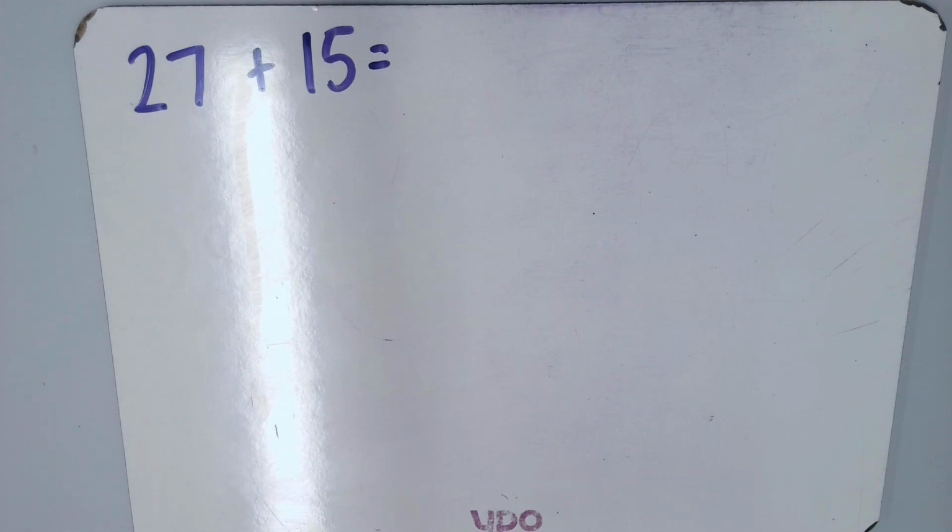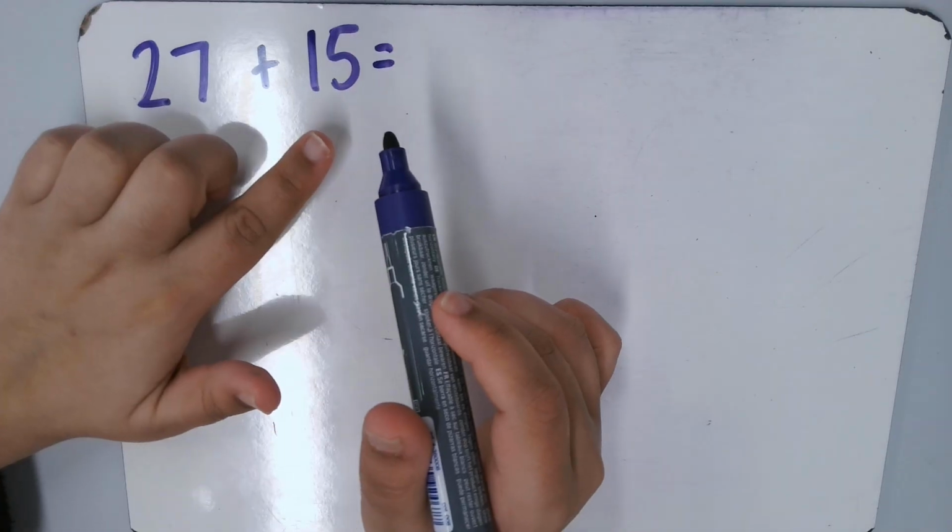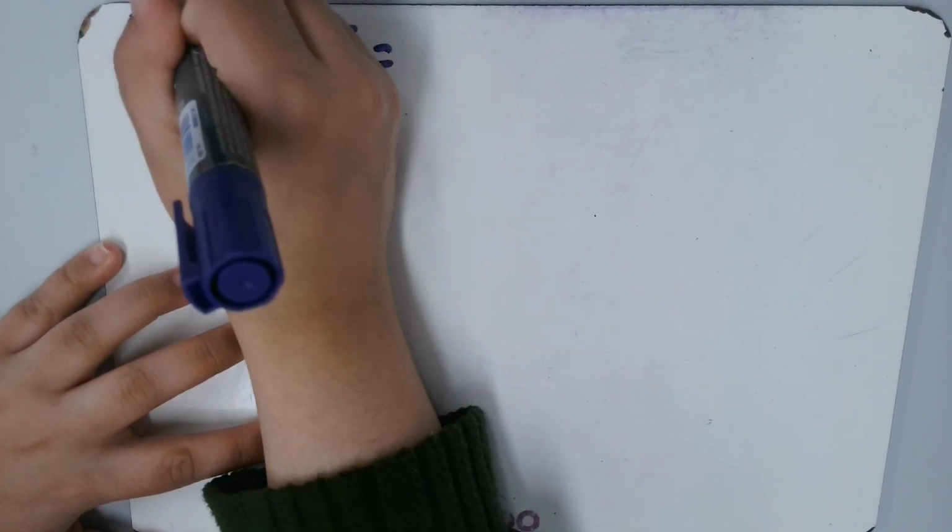We've looked at column addition and column subtraction, and actually our steps mostly stay the same. The first thing I'm going to do with this equation, 27 add 15, is label my tens and label my ones.